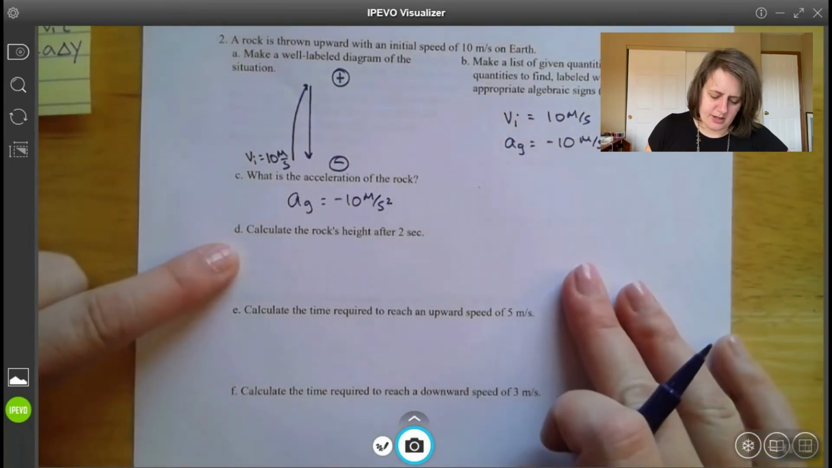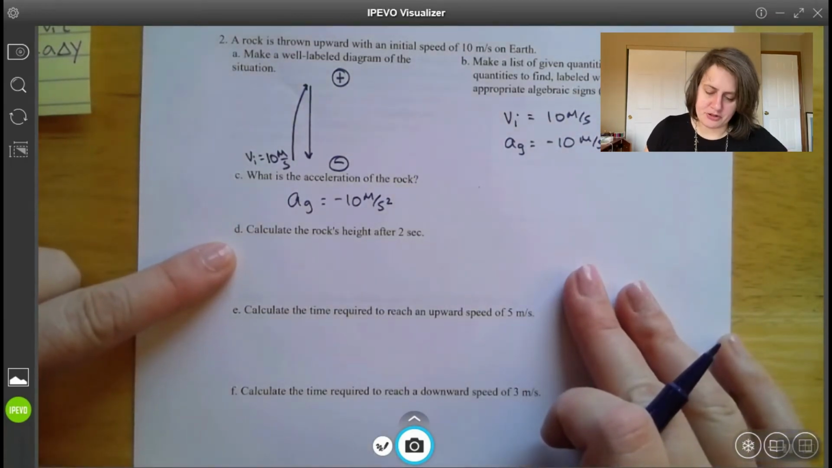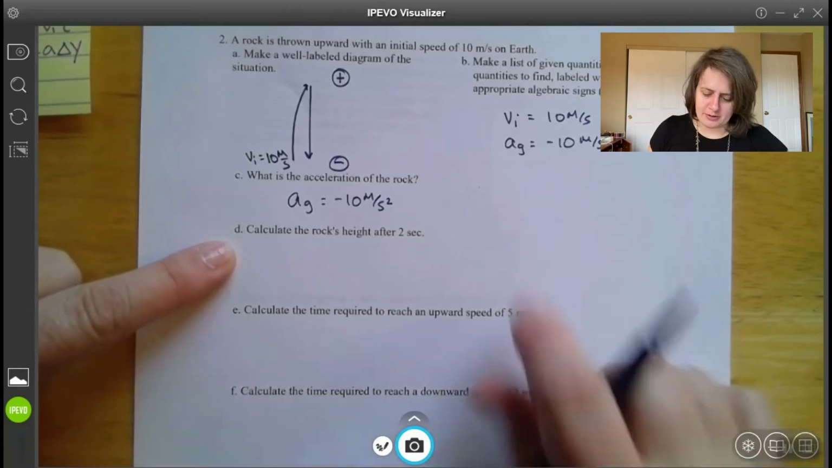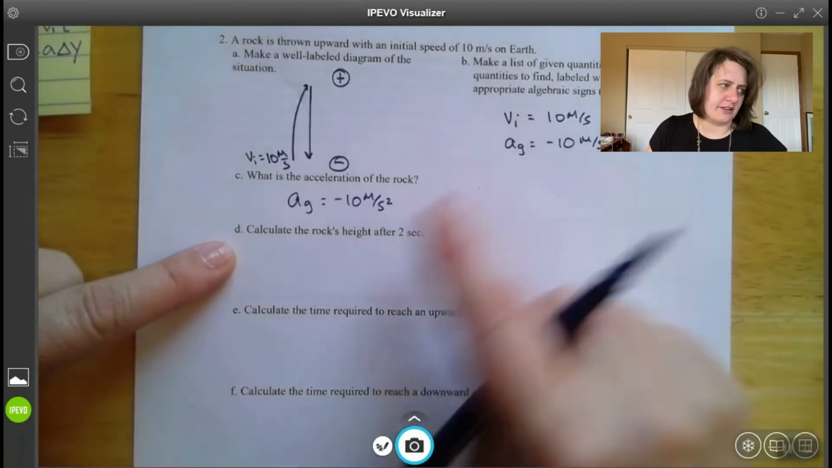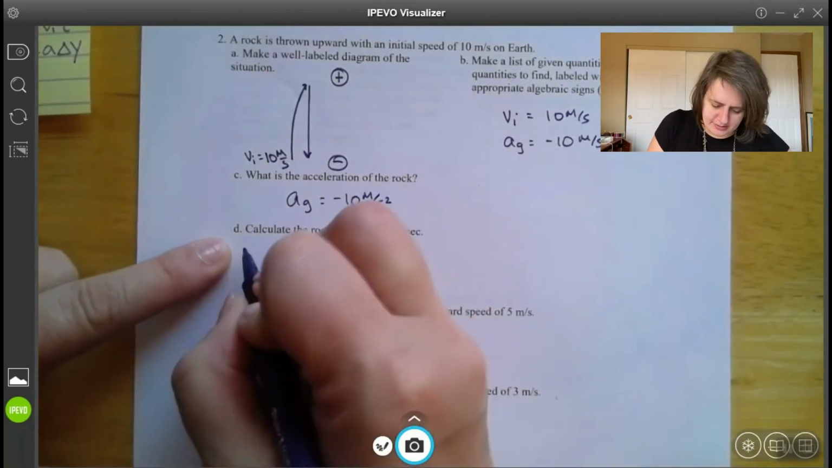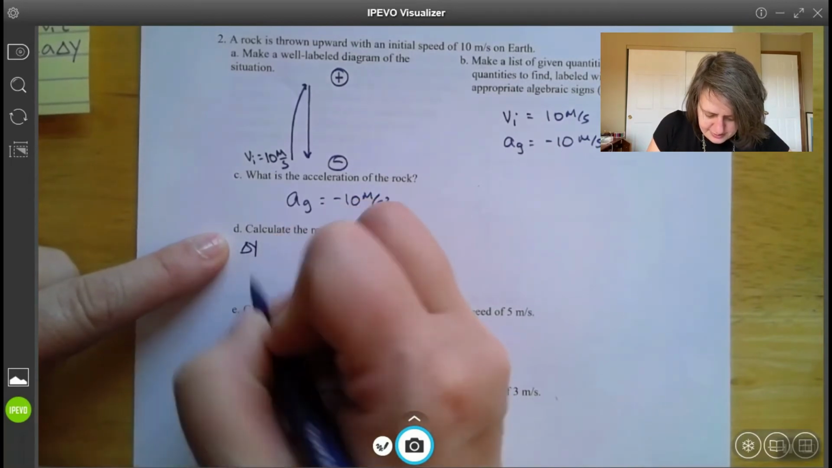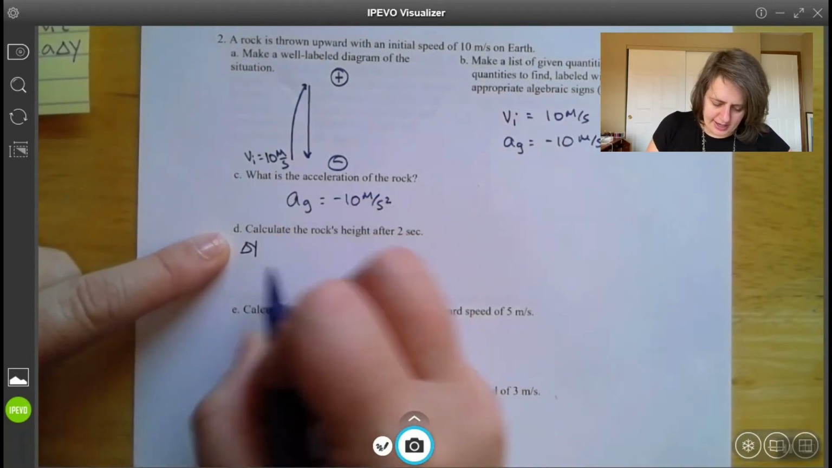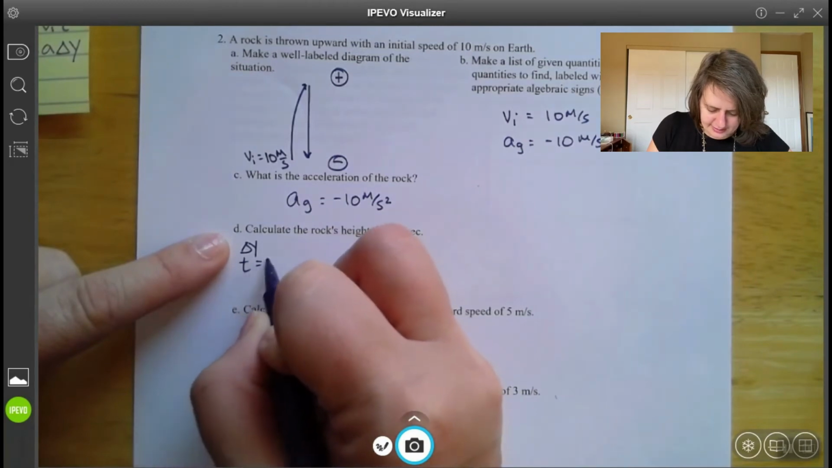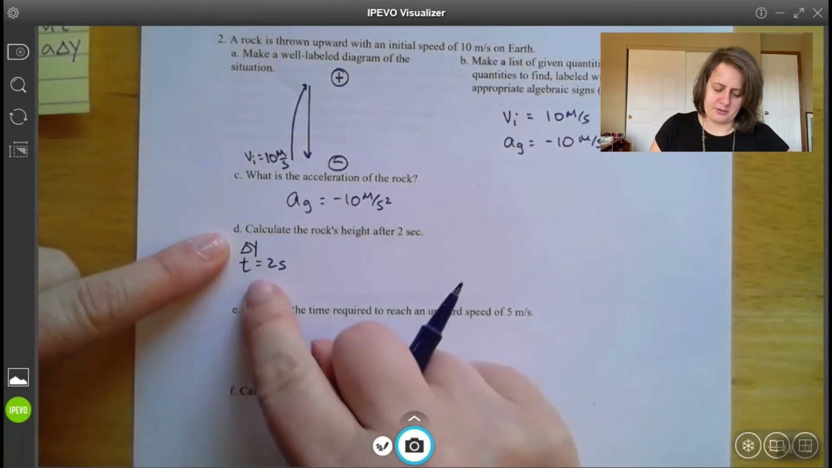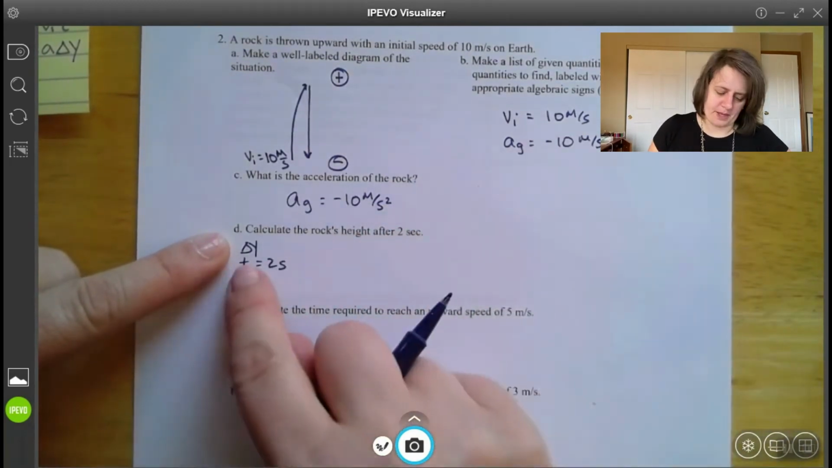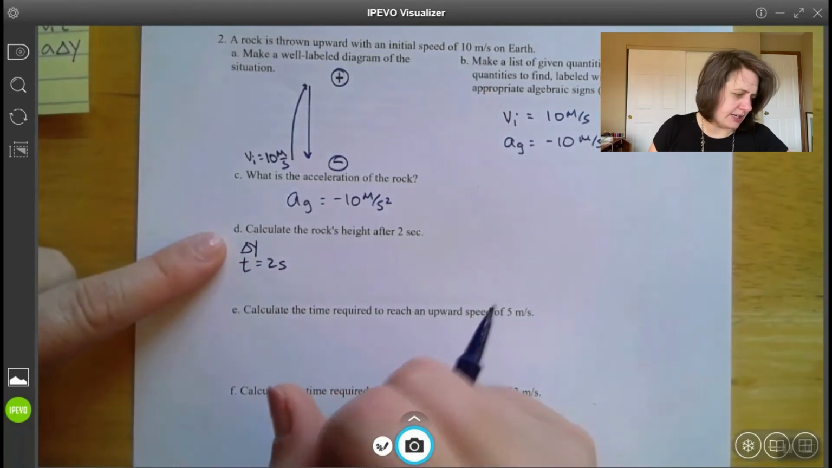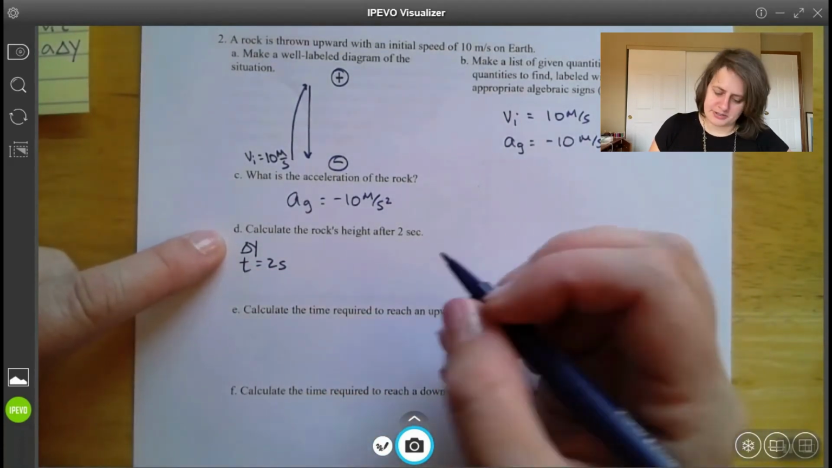All right. Calculate the rock's height after 2 seconds. So this is giving us two new variables. We already know initial velocity and acceleration. This one down here says figure out the height, so we're going to try to find the delta y after 2 seconds. It's telling us that time is equal to 2 seconds. Now we've got three things that we know, and we're going to solve for the one thing that we don't know. In order to do that, we're going to use our quadratic equation again.